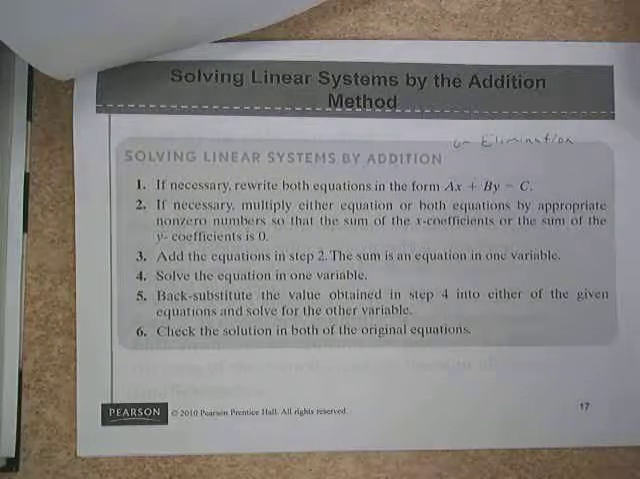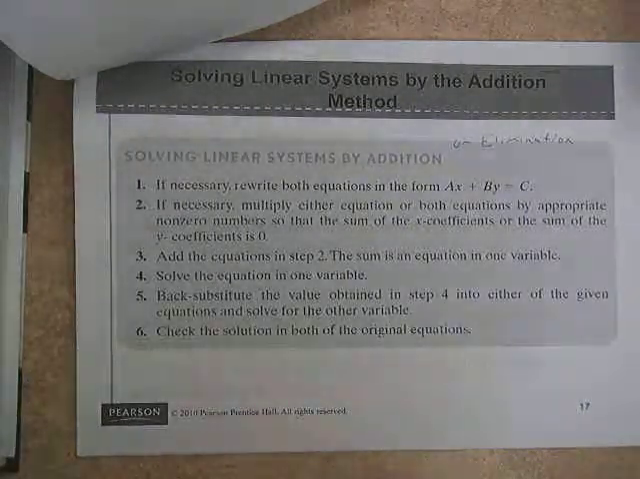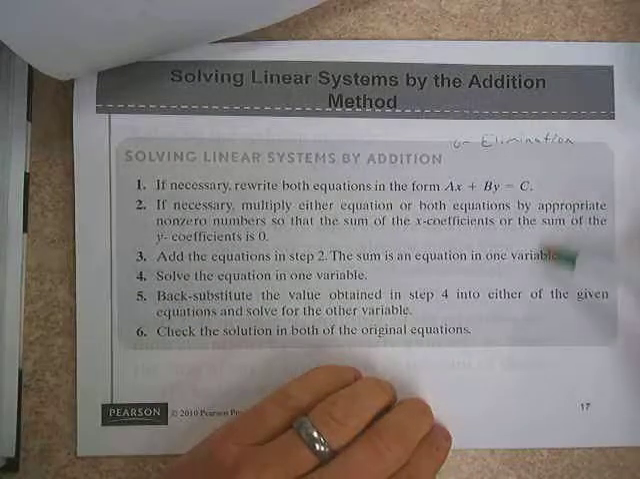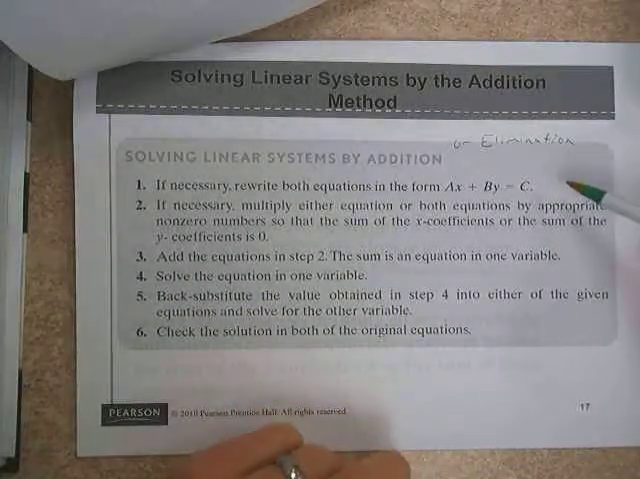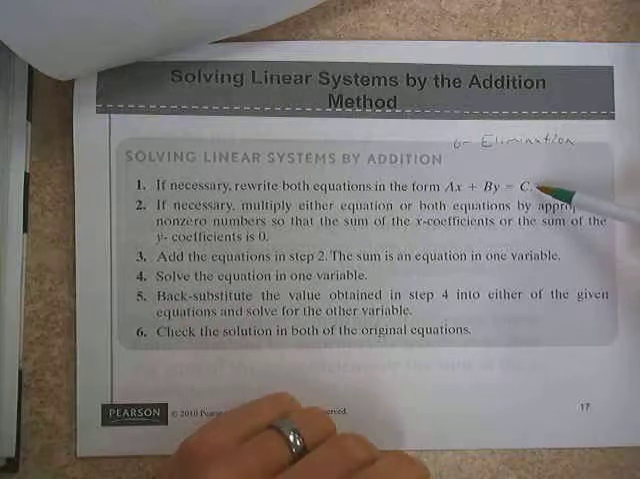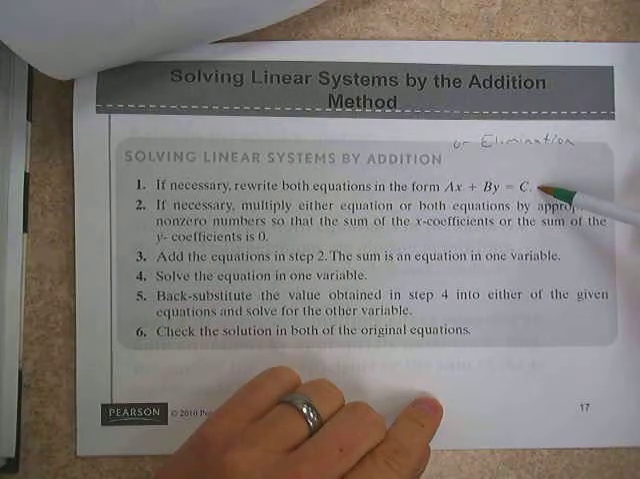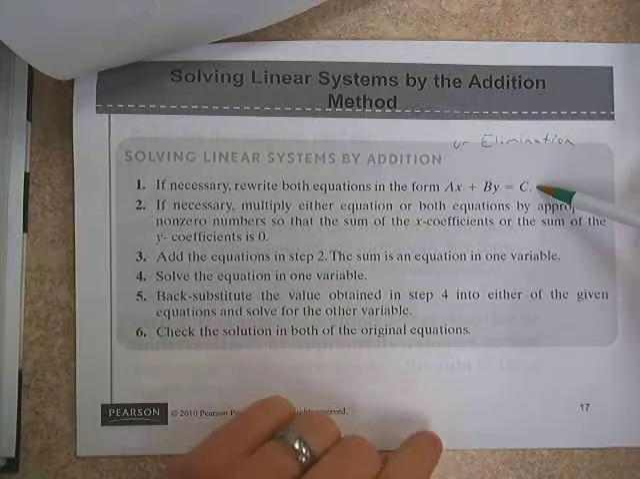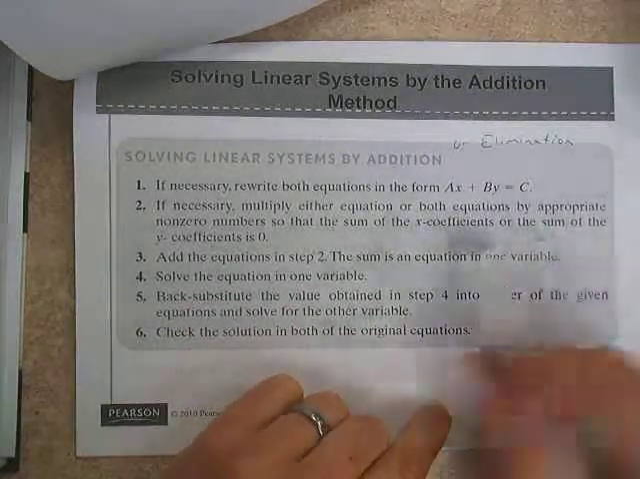Okay. And so what we're going to do is the following set of steps. This is similar to the process with substitution. We've got a set of steps that, if we follow carefully, we should be able to solve any system. So if necessary, rewrite both equations in the form ax + by = c. So we're going to write both equations in standard form. If they're already in standard form, then we can skip that step because we already have it done.